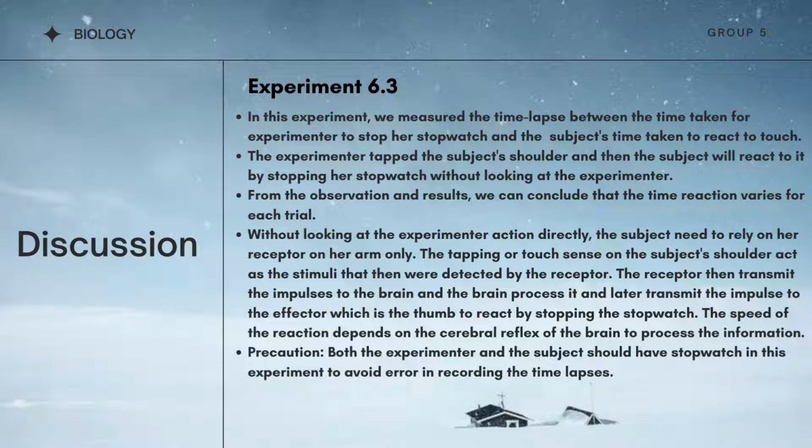The tapping or touch sense on the subject's shoulder acts as the stimulus that was then detected by the receptor. The receptor then transmits the impulses to the brain and the brain processes it and later transmits the impulse to the effector, which is the thumb, to react by stopping the stopwatch. The speed of the reaction depends on the cerebral reflex of the brain to process the information. The precaution that we take in this experiment is that both the experimenter and subject should have a stopwatch to avoid error in recording the time lapses.